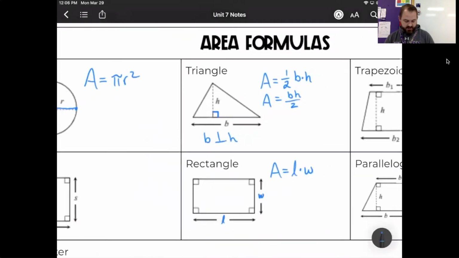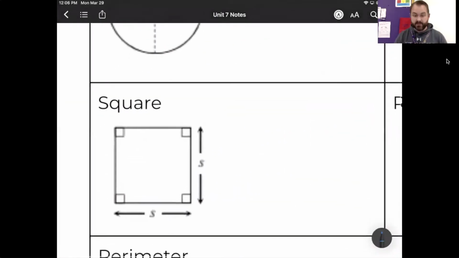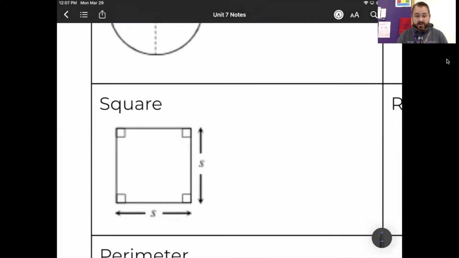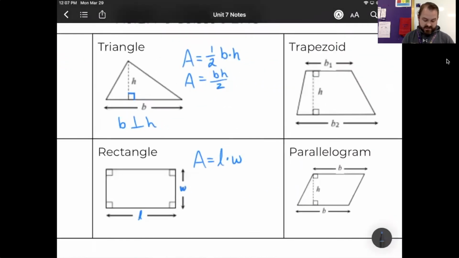Which leads us to another figure. A square is a more specific kind of rectangle. So it's still length times width, but the length and width are both the same side length. They're both s. And so a square's area formula is just side length times side length, or side length squared. Side length to the second power.